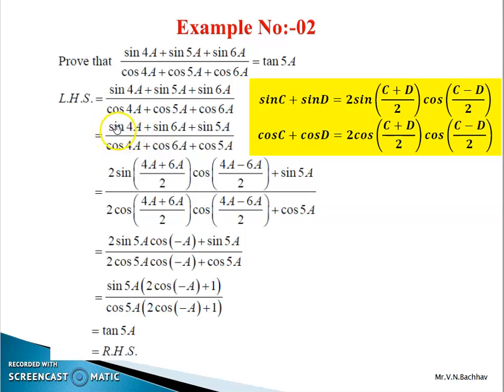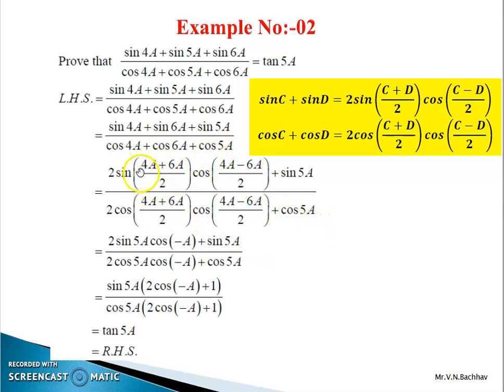Write sequentially: sin 4a + sin 6a + sin 5a, over cos 4a + cos 6a + cos 5a. Then we use the sin C + sin D formula, and in the denominator the cos C + cos D formula. Here we get 2 times sin((4a+6a)/2) cos((4a-6a)/2) plus sin 5a as it is. Similarly in the denominator, 2 times cos((4a+6a)/2) cos((4a-6a)/2) plus cos 5a as it is.